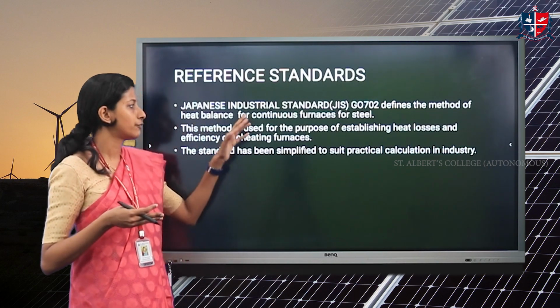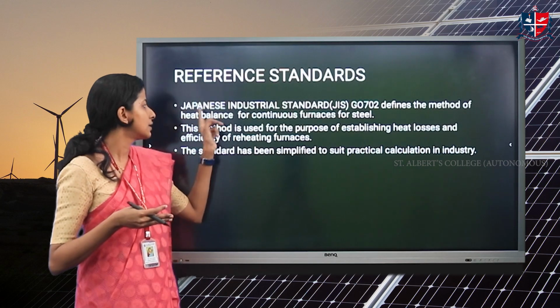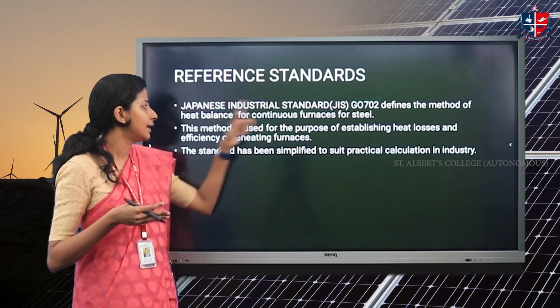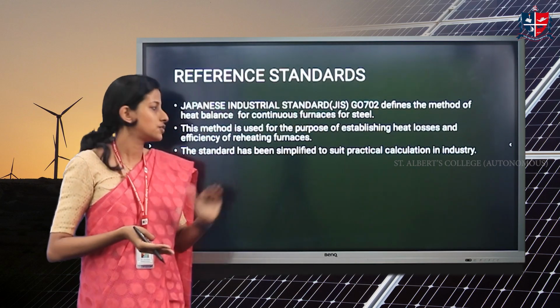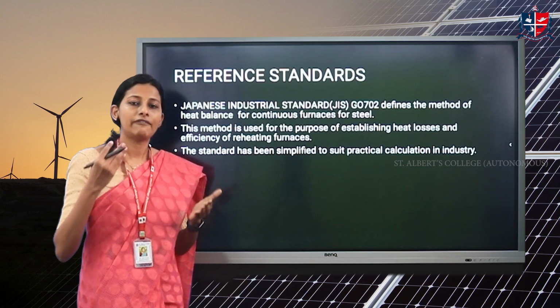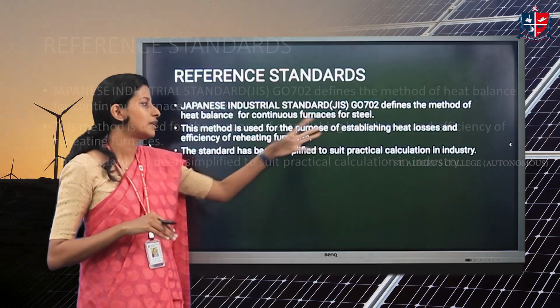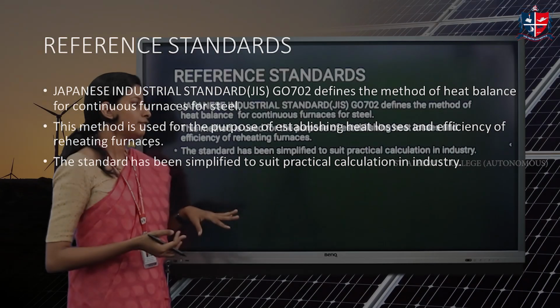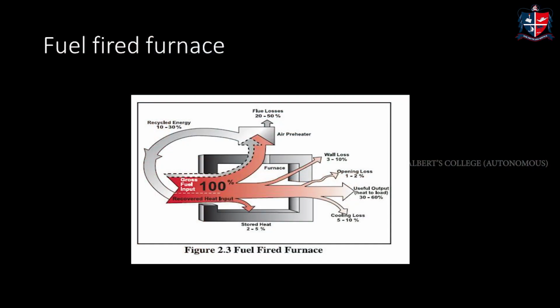For testing of continuous furnaces, we follow the reference standards formulated by the Japanese Industrial Standard, called JIS. They have formulated a set of procedures, and we have to follow those procedures in order to validate the performance of a furnace. This method is used for establishing the type of losses that happen inside the furnace. It is basically used in practical calculations in industries.